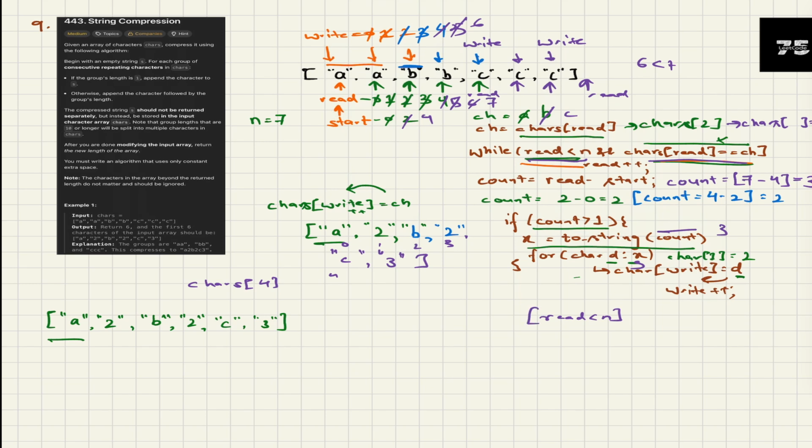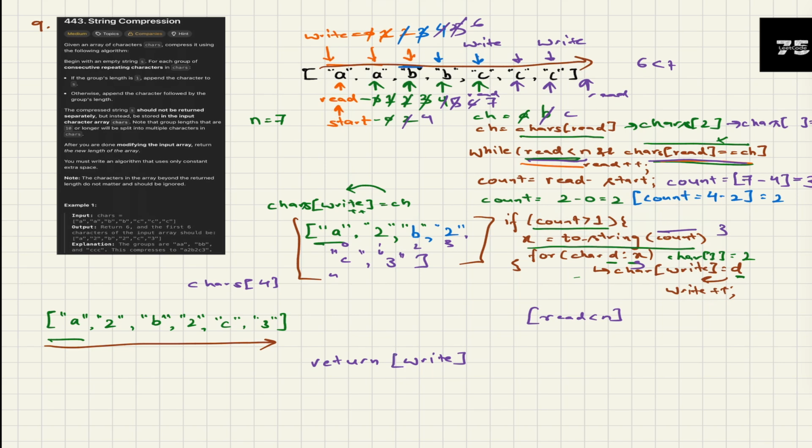That means we have iterated through the entire string that was given to us. And this is my resulting string, which is the same as what we came across when we started with this, right? So now what I can do is return my write pointer.